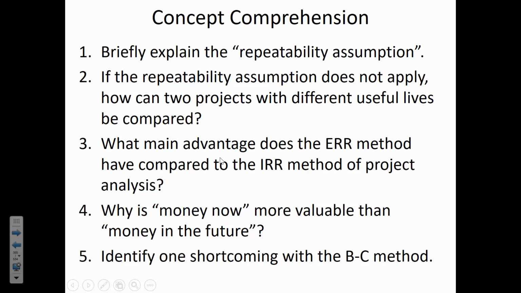Okay, so he's right that by just looking at the ratio alone, it doesn't tell you which option is best. And by the way, what would we have to do if we wanted to find out among alternatives which option is best? Incremental analysis. Exactly right. Okay. So that is one shortcoming. What's another shortcoming with B to C method?